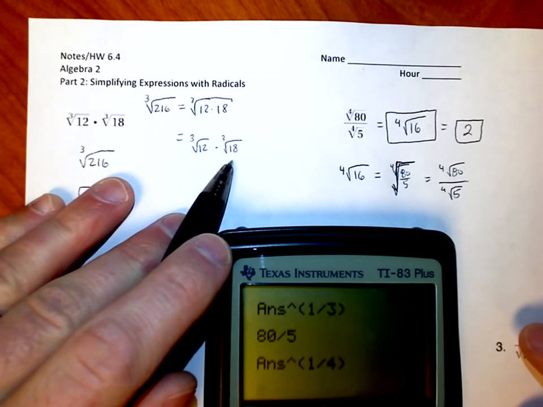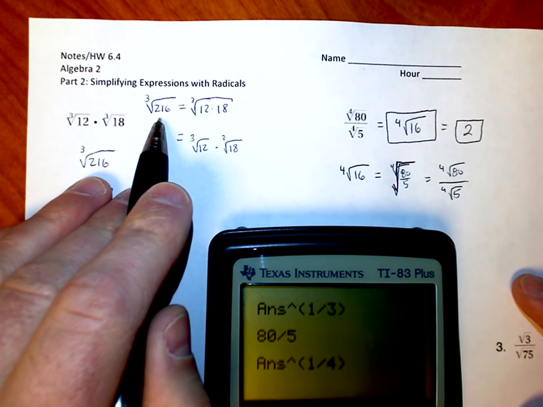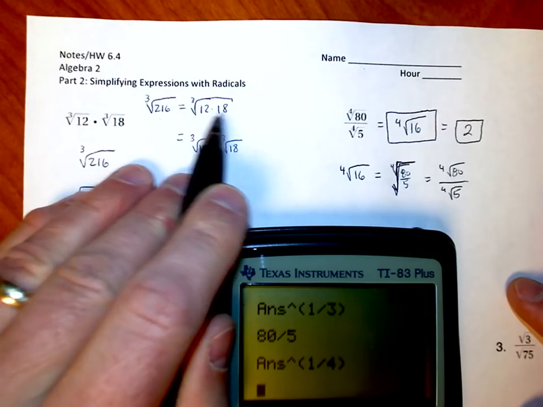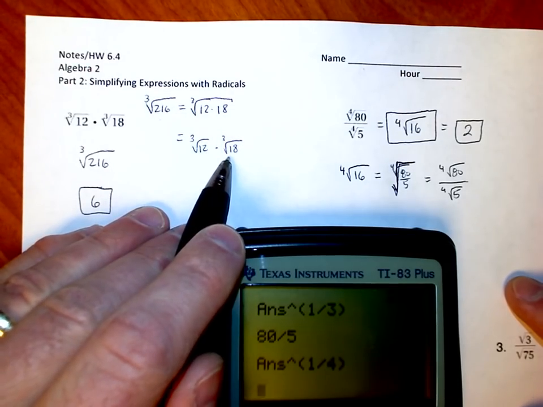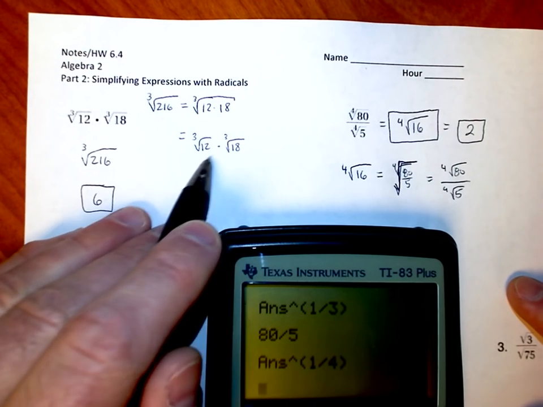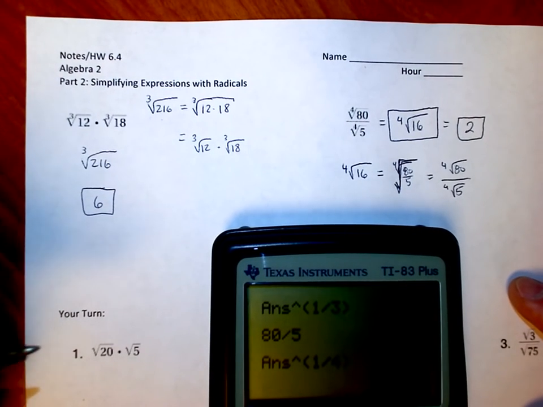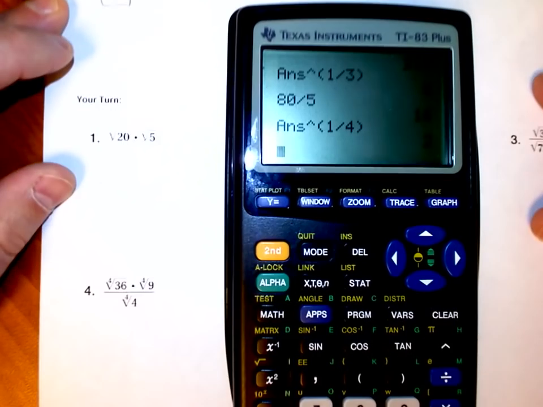So just keep in mind that I can take a cube root or a fourth root or a fifth root and break it up into two smaller numbers and then break those into their individual cube root signs, or whatever root we're talking about. Or I can start with the individual ones and combine them. If that makes sense, then you're ready to go down here and it's your turn.